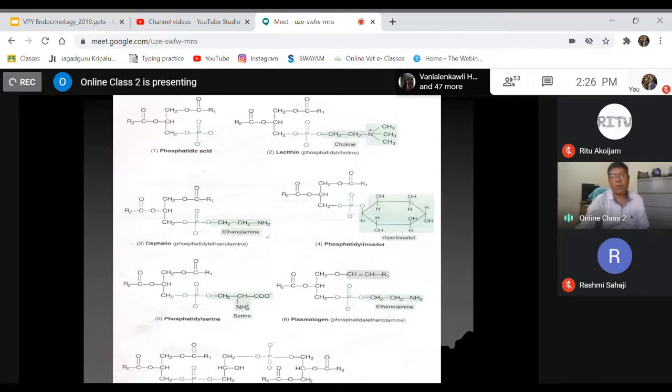Then the others are also there. Here you have the plasmalogen. So this is the structure. Then the phosphatidyl glycerol. So another one is there. Here you have phosphatidic acid, another phosphatidic acid, linked by another glycerol molecule here. So these are the products.